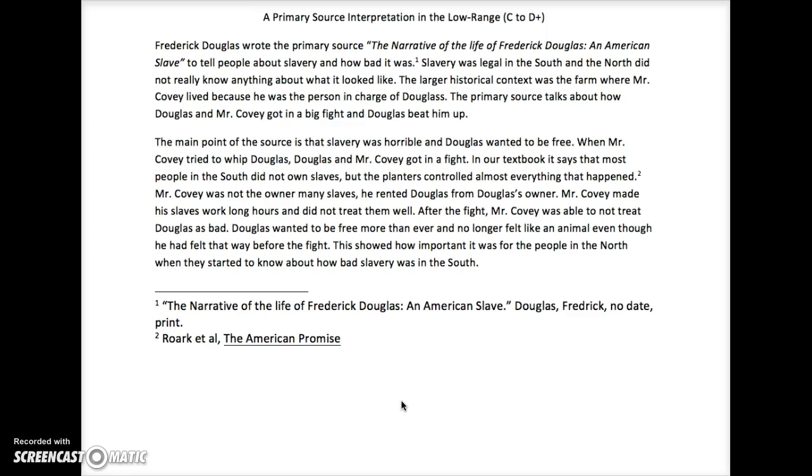So in this first example, we have a low range, a C, D sort of assignment submitted by a student. The primary source is the Narrative of the Life of Frederick Douglass, an American Slave. Frederick Douglass was a slave, or I should say he was an enslaved human, because of course no one is a slave, we just create slavery. Anyway, he wrote this primary source, and if you just read the primary source, you may not know that much about slavery in the South. And so the idea of the secondary source is you gather more information so you can tell a more complete story.